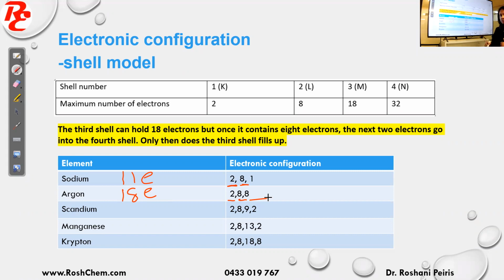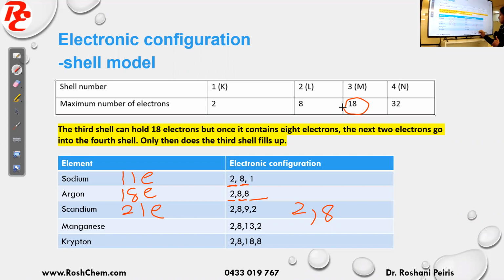Okay, then we'll go to scandium. Scandium is 21, so it has 21 electrons. Now what happens? I put 2 electrons into the first energy level and then 8 electrons into the next one. Now we learn here the third energy level can hold 18. But once the third shell contains 8 electrons, the next 2 will go to the fourth energy level. You can't straight away fill the third energy level up to 18. Once the third energy level contains 8, we put the next 2 electrons into the fourth energy level. Only then do we fill the third level.